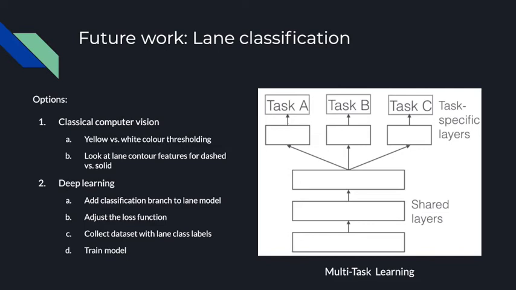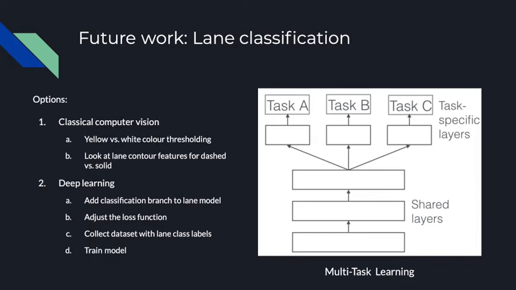One option is just to use OpenCV classical computer vision, which involves yellow versus white color thresholding, and then basically trying to get a contour of the lane itself and looking at the features to compare the area. A more solid area you can assume to be more solid, and if it has a smaller area, you can assume it's more dashed. So that would be one technique. But another technique which we'll be looking into is basically just to do the classification with deep learning as well.